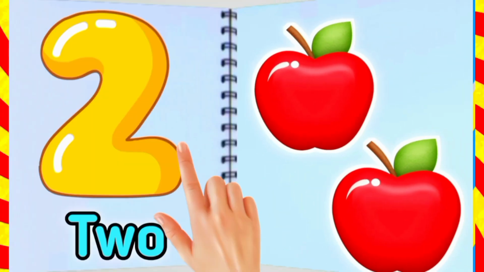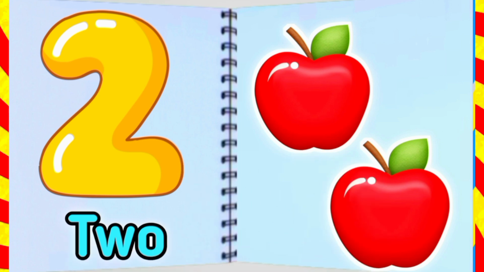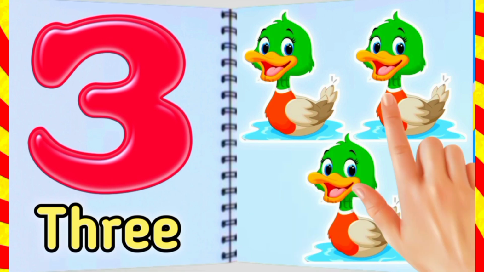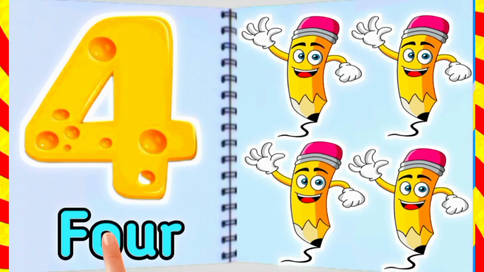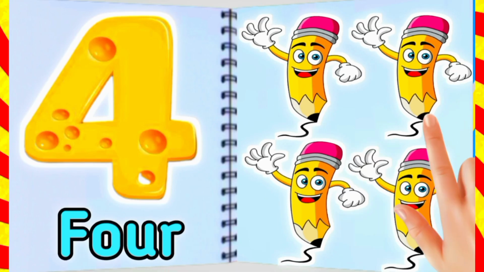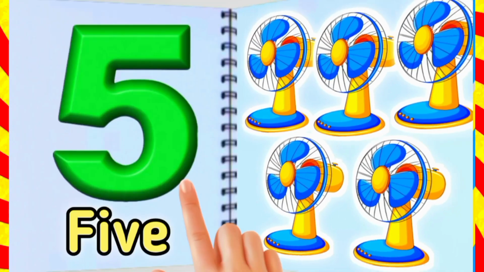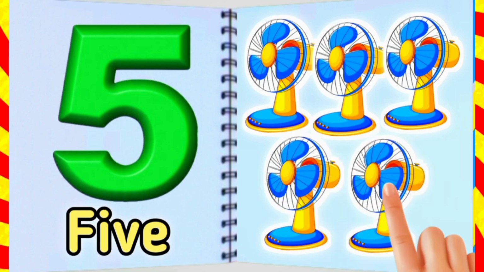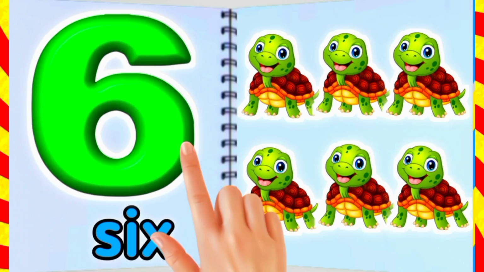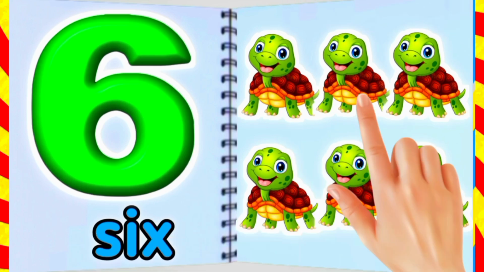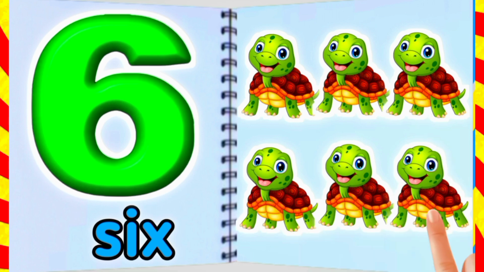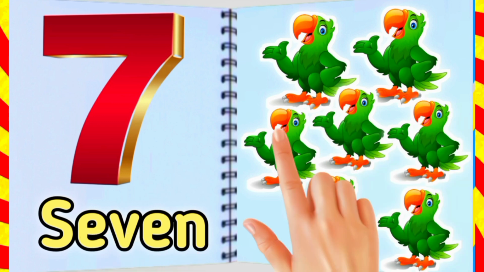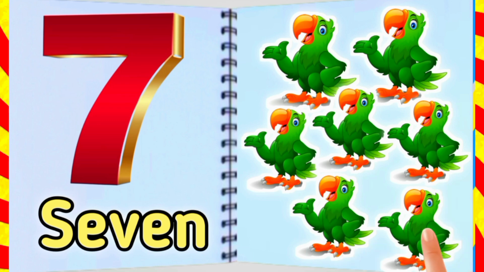One tiger. Two apples. Three ducks. Four pencils. Five fans. Six turtles. Seven parrots.